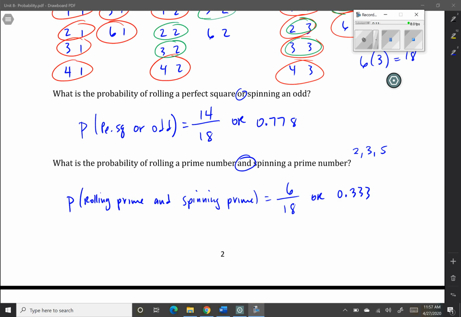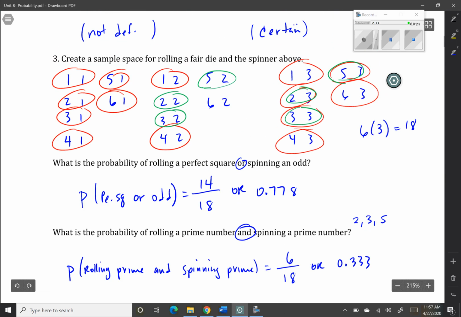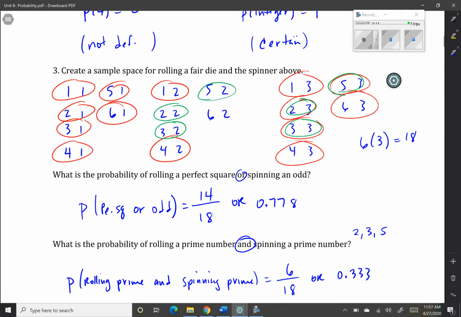All right, so the probability of rolling a prime number and spinning a prime number is 6 out of 18, or a 0.333 chance, or 33% chance of happening. There were 6 outcomes here that I circled in green that had 2 prime numbers. Those are the only 6 that work.